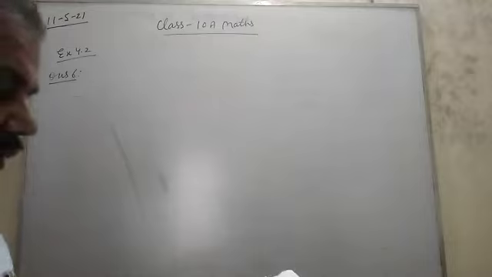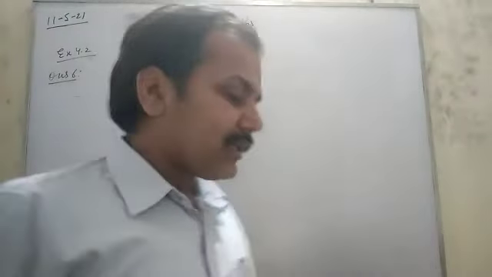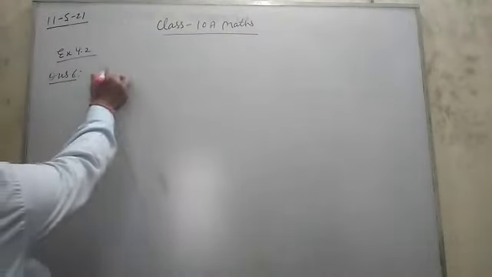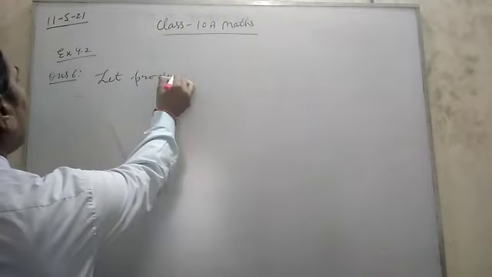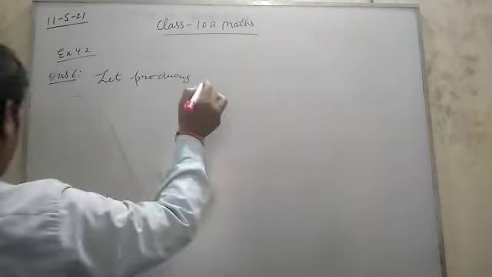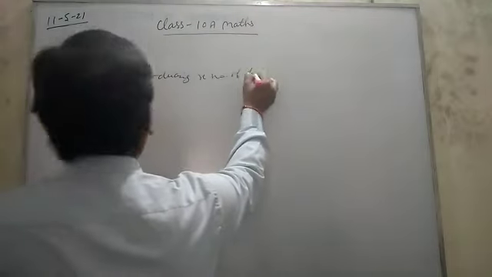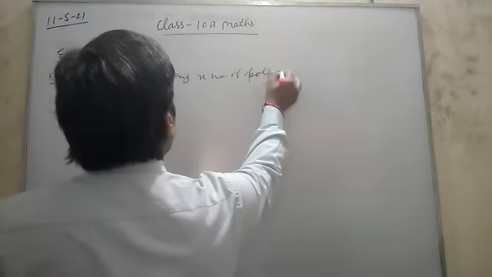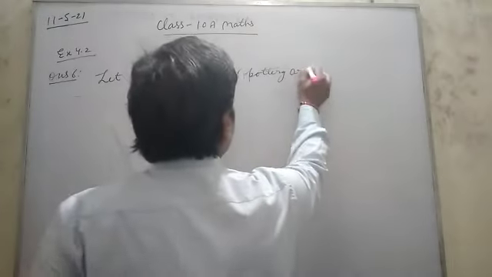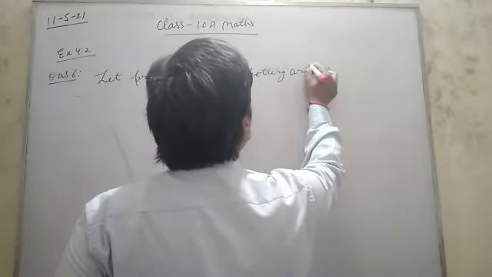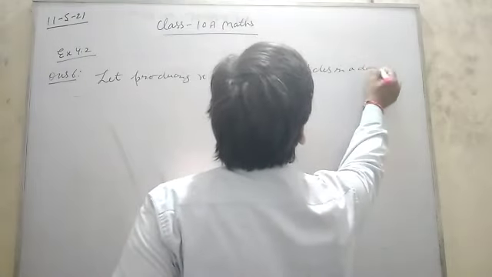A cottage industry produces a certain number of pottery articles in a day. So let it be producing x number of pottery articles in a day.